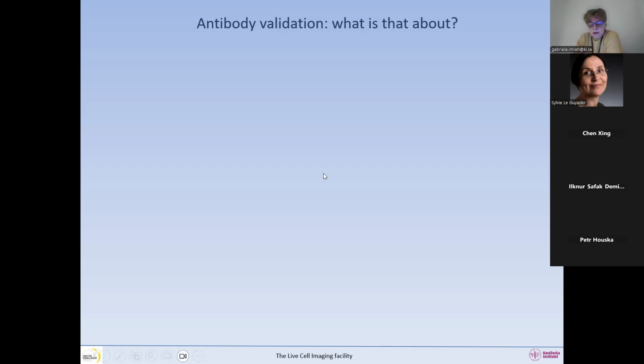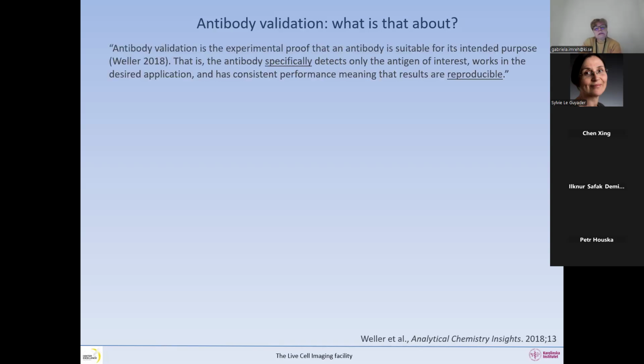Okay, so let's continue with antibody validation. What is that all about? Antibody validation is the experimental proof that an antibody is suitable for the intended purpose. That is, the antibody will specifically detect only the antigen of interest, and it will work in the desired application, and has a consistent performance, meaning the results are reproducible.